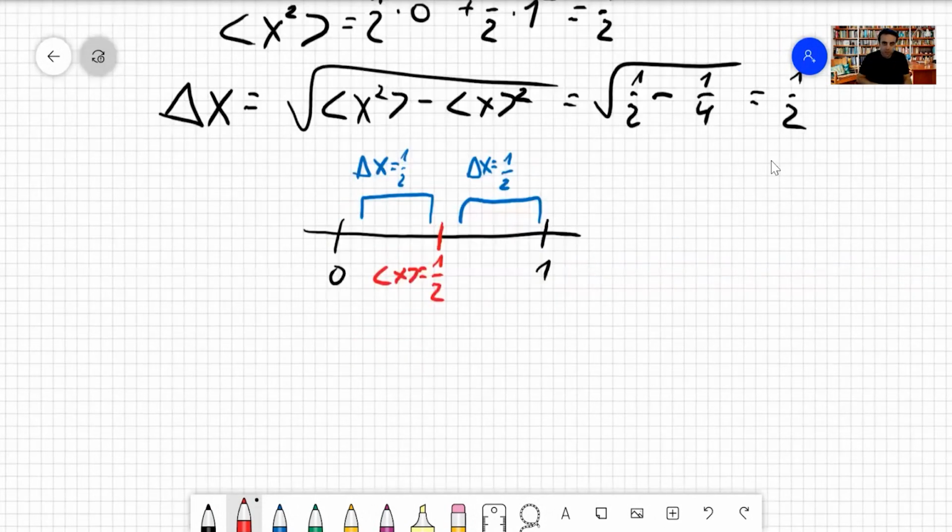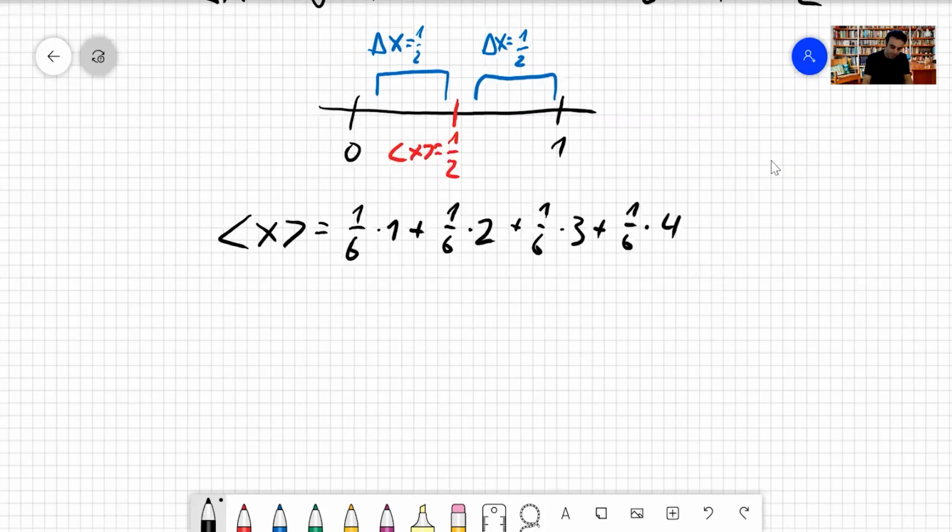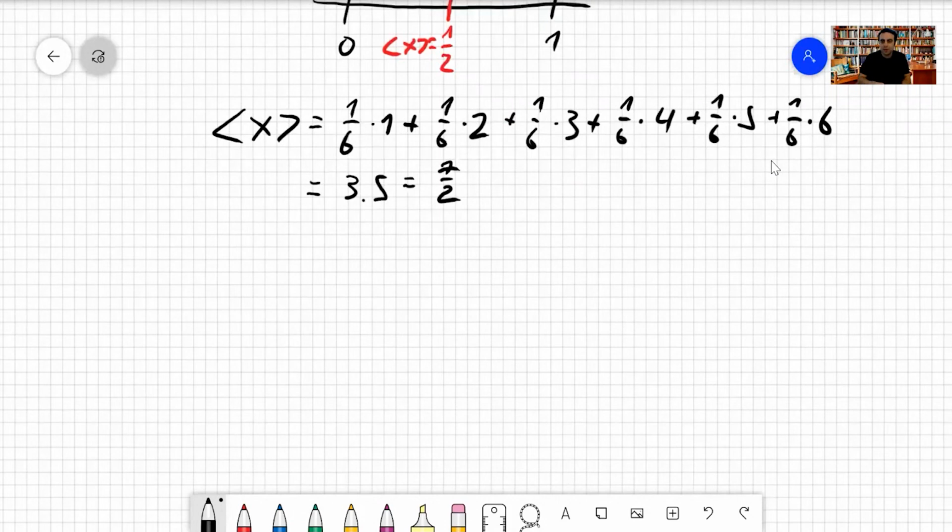We can also do this for the die roll. So the expected value of the die roll is going to be the probability to get 1 times 1 plus the probability to get 2 times 2 and so on. Which you can calculate is equal to 3.5 or 7/2. And I wonder if anyone can quickly calculate and tell me the expected value of x squared. So it's the sum of the probabilities to get these numbers times the square of these numbers instead of the actual numbers.